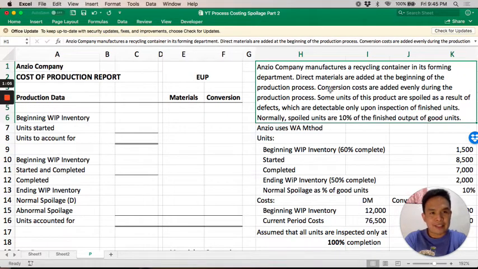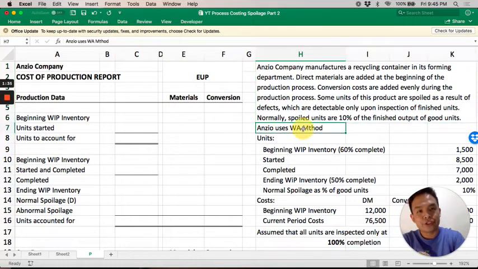Anjo Company manufactures a recycling container in its forming department. Direct materials are added at the beginning of the production process. Conversion costs are added evenly during the production process. Some units of this product are spoiled as a result of defects, which are detectable only upon inspection of finished units. Normally, spoiled units are 10% of the finished output of good units. Anjo uses the weighted average method.